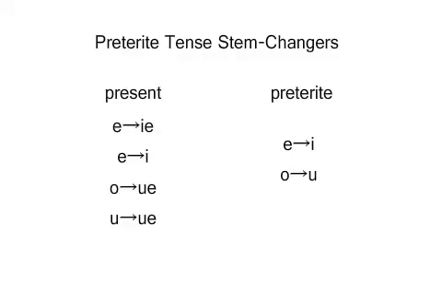Another important difference is that in the present tense, we learned about 4 different types of stem changers: E to IE, E to I, O to UE, and U to UE. In the preterite tense, we only have 2 types of stem changers, E to I and O to U.